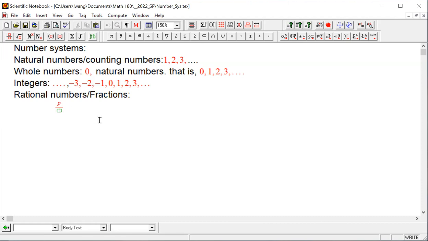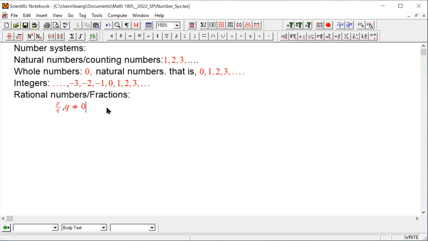Denominator, I'm going to put another integer, but this denominator cannot have 0 as a denominator, as we all know that. If we arbitrarily choose any integer as a numerator and a non-zero integer as a denominator, we get a fraction, we get a rational number.